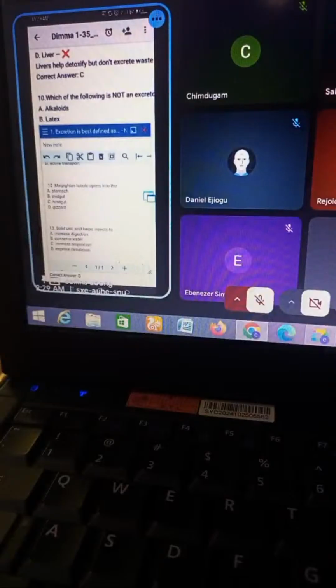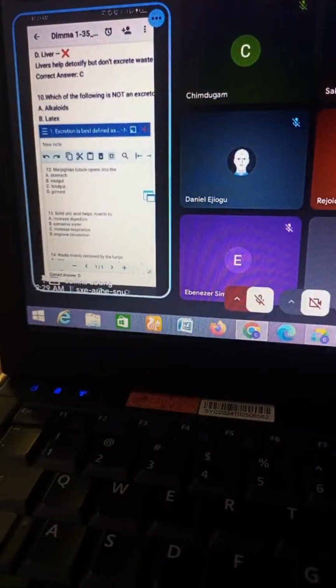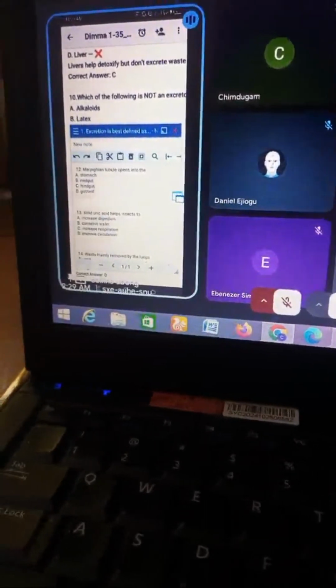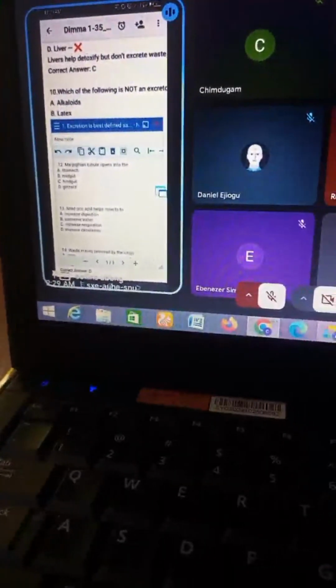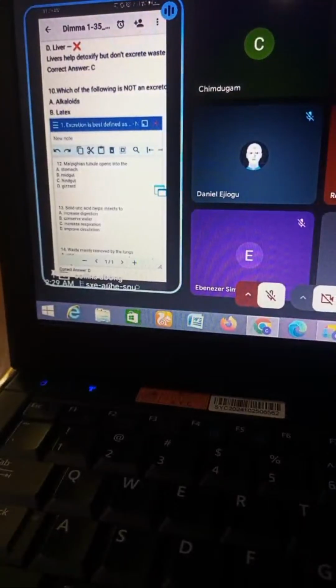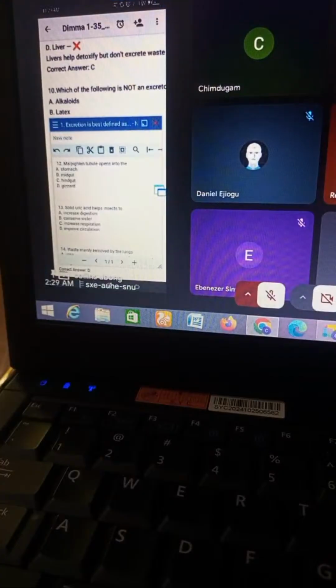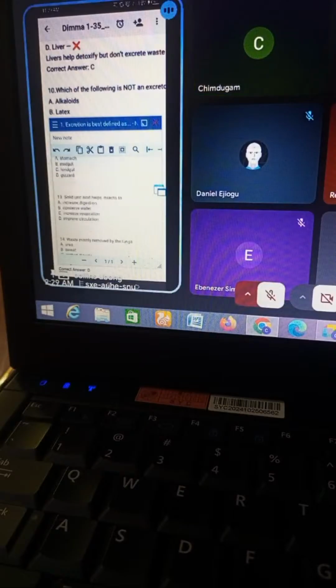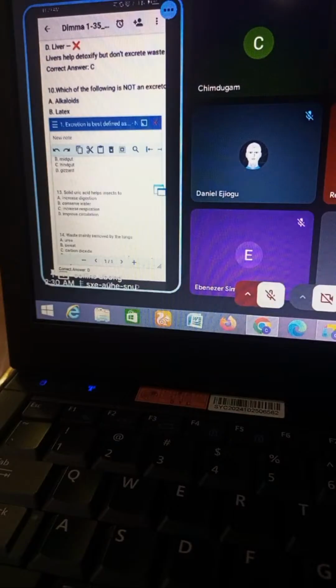What about number 12? Malpighian tube opens into the A, stomach, B, midgut, C, hindgut, and D, gizzard. Hindgut. Yes, hindgut, correct. Then number 13. Like I said, we'll still look at the breakdown of it. When we get to 15, we'll look at it one by one.